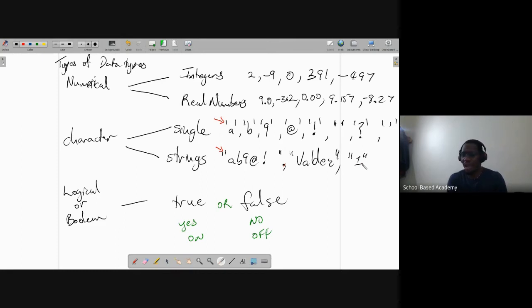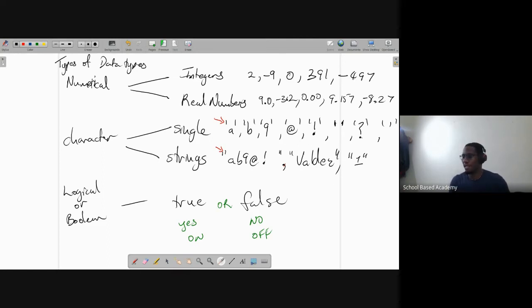Until later on in programming, when you see that there is a special case where two characters next to each other are considered a single character. But we'll get there in programming. For now, just think about a single character as any single letter, numeral, or symbol. And a string is any group of single characters put together, held in a single variable name. So we have logical or Boolean, where the values are true or false.